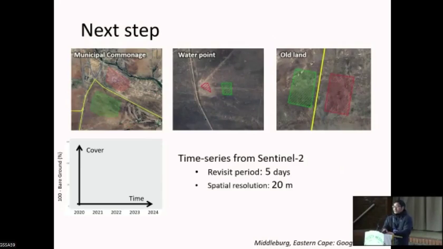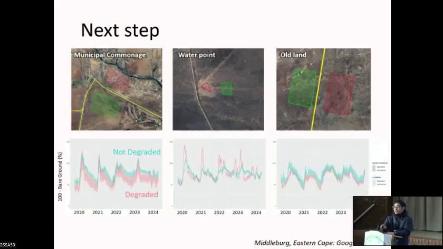For this analysis, I used Sentinel, a different type of satellite, which has a higher temporal frequency and also better spatial resolution. When I map that time series dataset, the green line is the area not degraded, and the red lines show the degraded area. The interesting thing for me here is that in all 3 areas, the green line shows a similar pattern, assuming the rainfall pattern is somewhat similar because they are all from Middelburg.